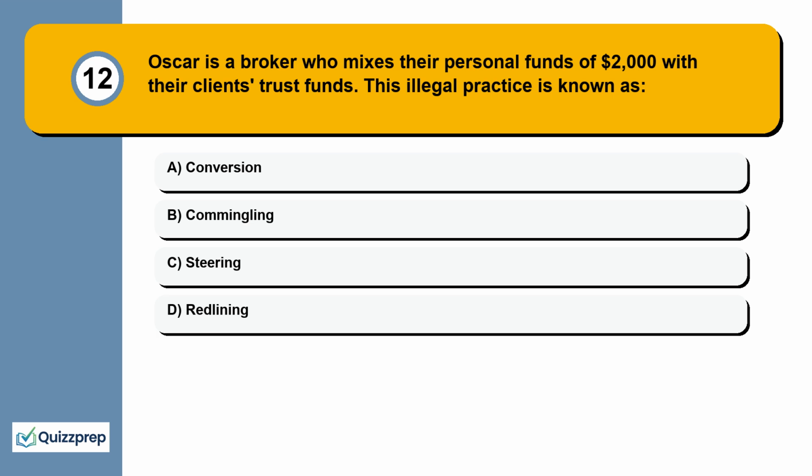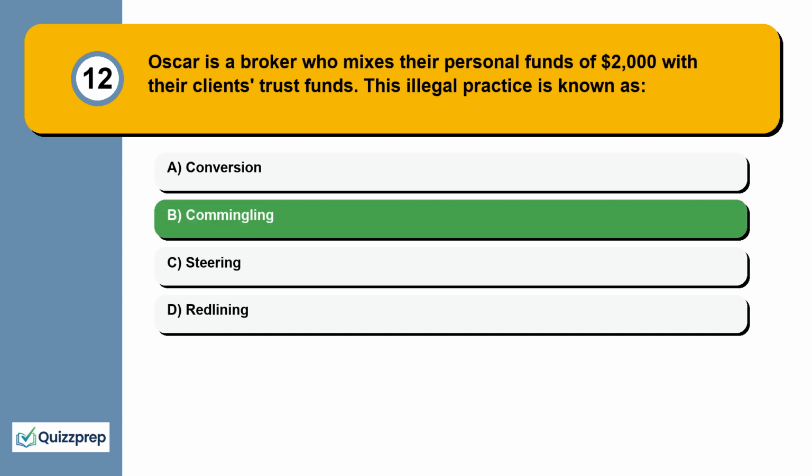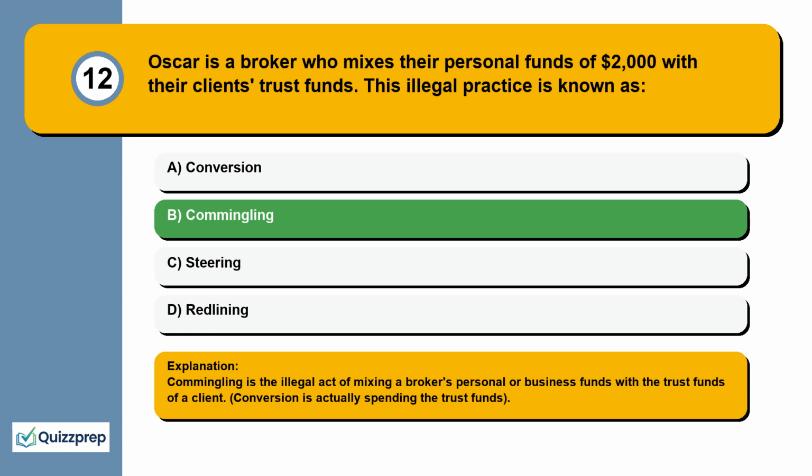Question 12. Oscar is a broker who mixes their personal funds of $2,000 with their clients' trust funds. This illegal practice is known as conversion, commingling, steering, redlining. Commingling is the illegal act of mixing a broker's personal or business funds with the trust funds of a client. Conversion is actually spending the trust funds.